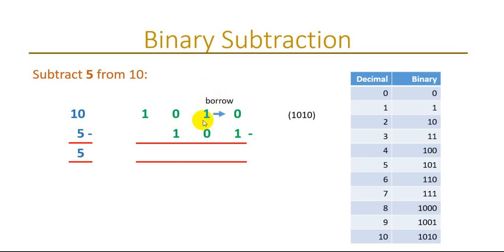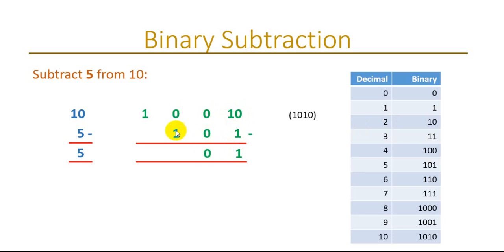So we borrow it. If we borrow that 1, this will become 0. See, this became 0 and this now is 1, 0. We borrowed that 1. So 1, 0 means 2. So 2 minus 1 is 1. Okay, and then you go to the next one. 0 minus 0 is 0, no problem.